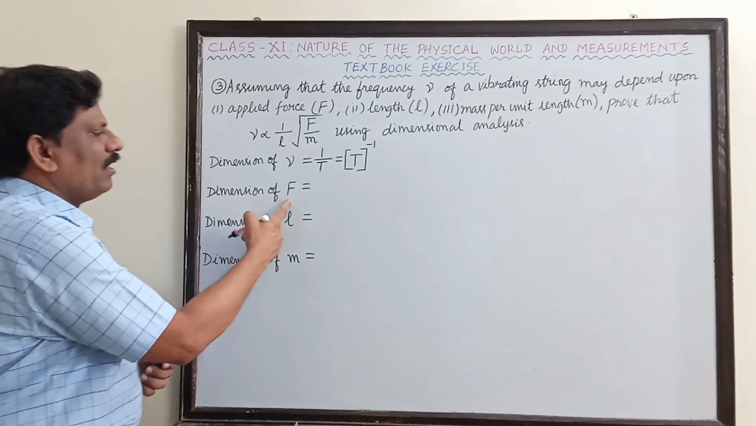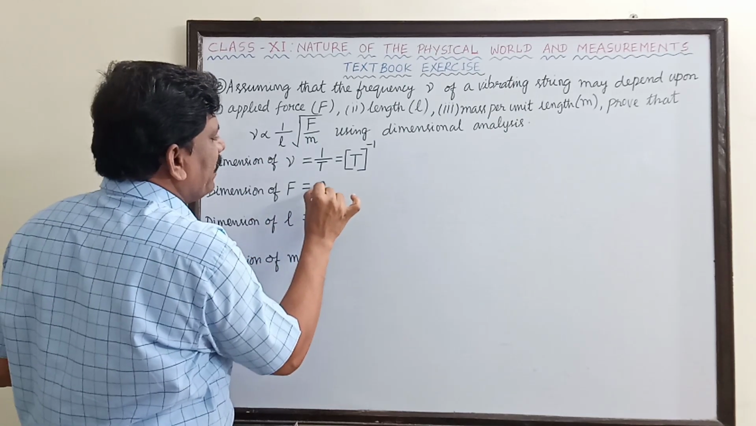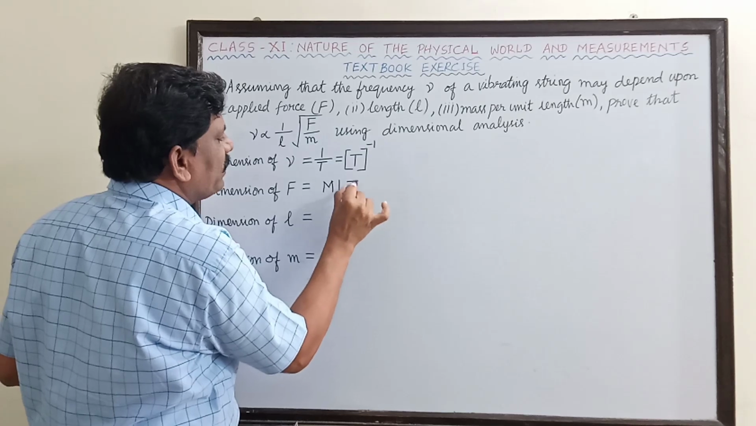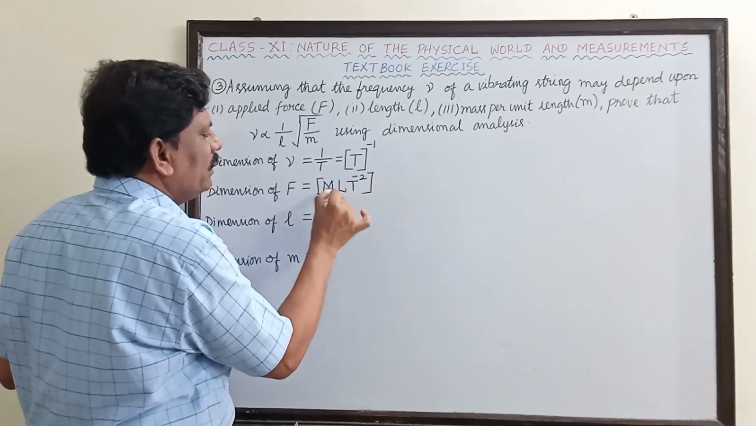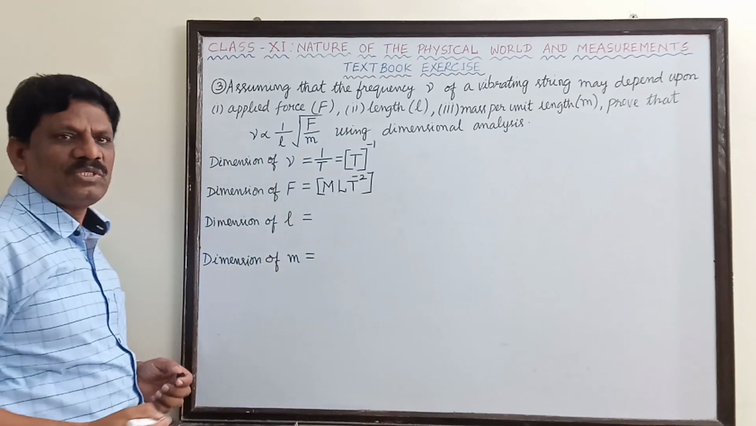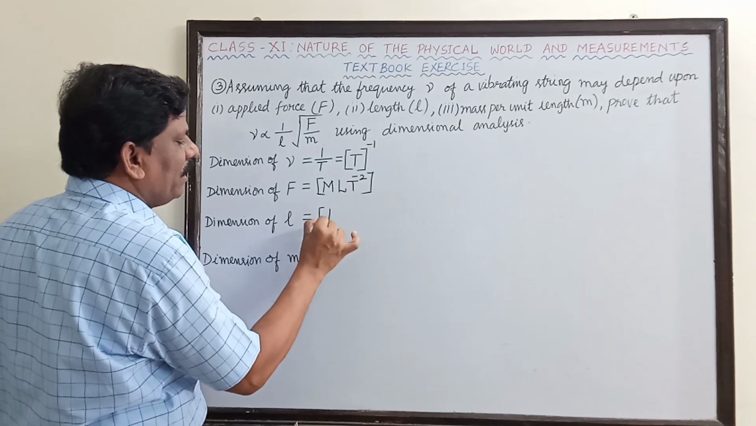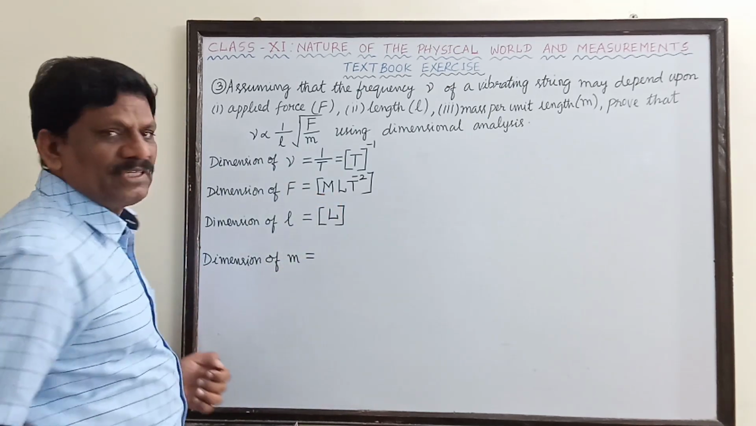Now, the dimension of force is mass into acceleration. So its dimensional formula is mass M into acceleration, which is L T power minus 2. So force is M L T power minus 2. The dimension of length is capital L.